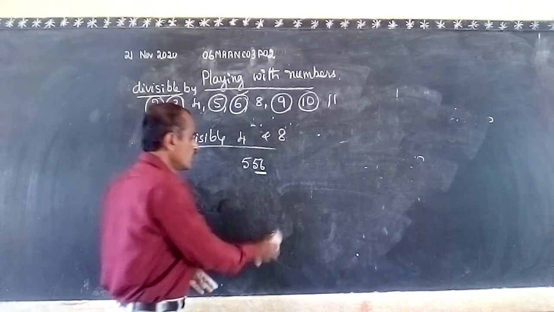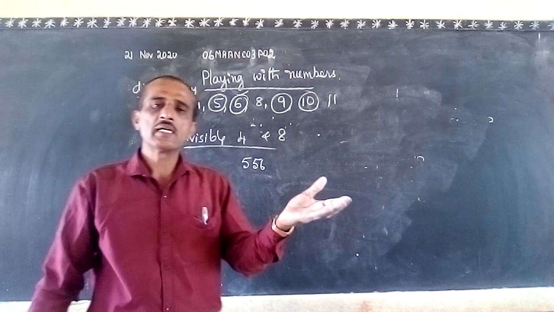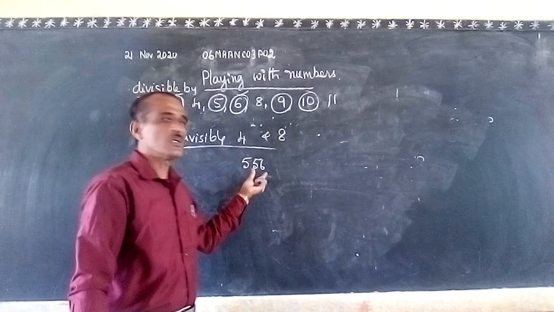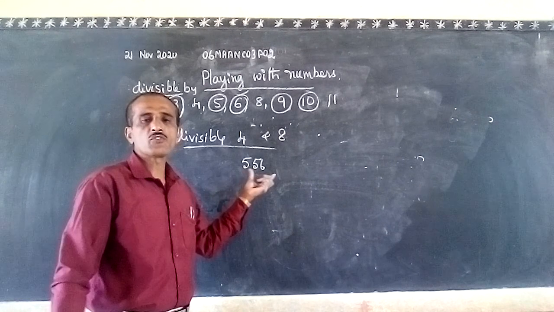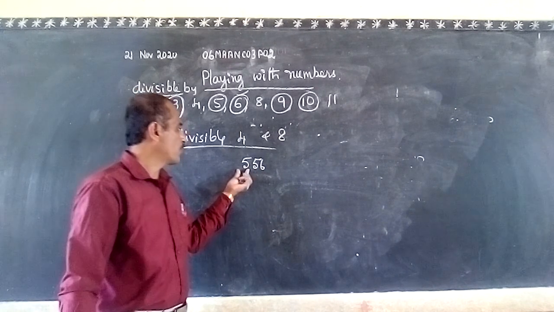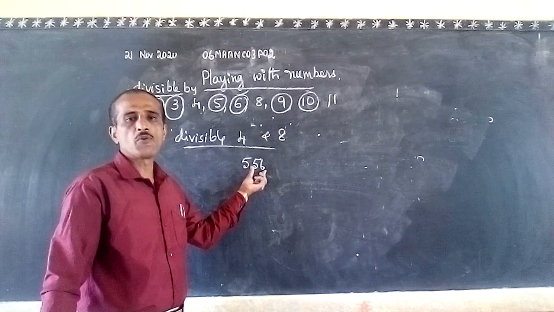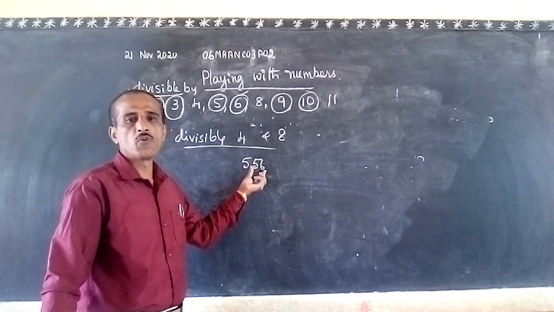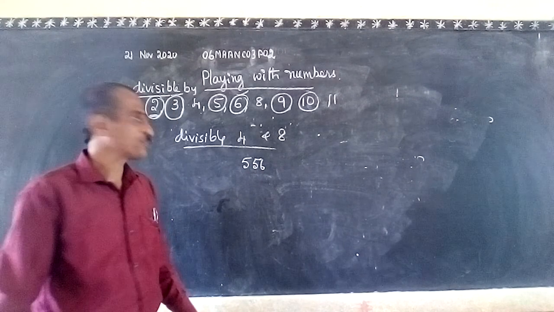Okay, so what you have to do? For a number with 3 or more digits, if the last 2 digits are divisible by 4, then such a number is also divisible by 4. For example, 556: 56 is divisible by 4, 14 times, therefore 556 is also divisible by 4 completely.